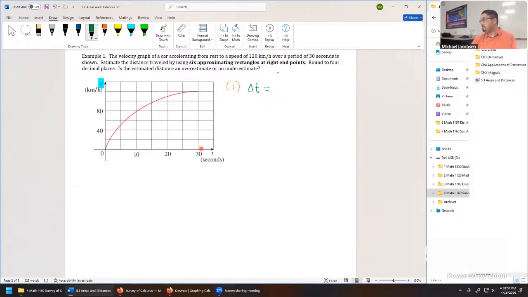So go 30 minus 0. We didn't have to do the minus 0, but in case the curve has a different domain, that's a process. Take the maximal value in the domain, the minimal value, subtract. It says 6 approximate rectangles. So we take that number, divide by 6.